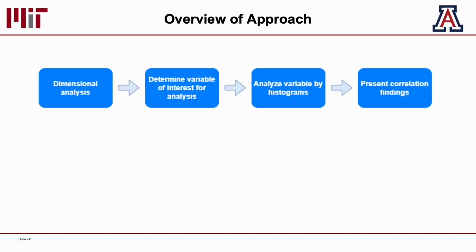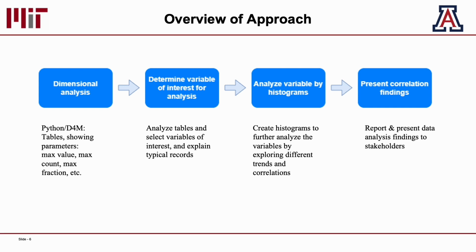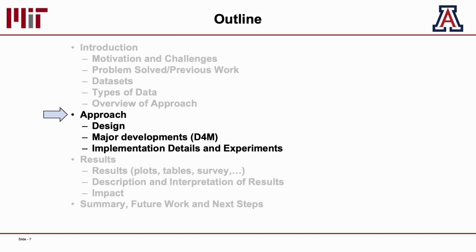Here's the overview of the approach. Using D4 in Python, a dimension analysis is done with the help of tables showing parameters such as max value, the max count, and max fraction, followed by an analysis to explain typical records. Then we create a histogram to further analyze the variables through exploring trends and correlations, and finally present correlation findings to stakeholders. Our next item is the approach.